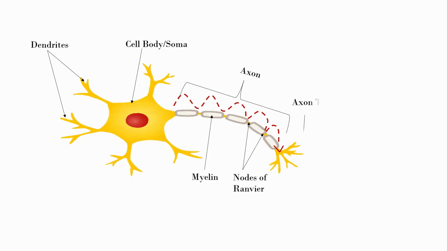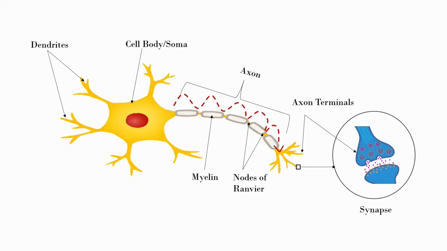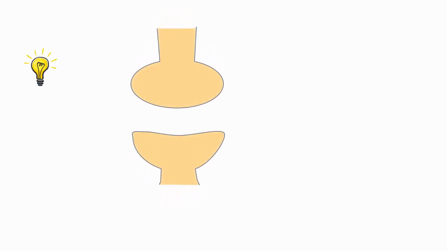At the end of the axon are small structures called axon terminus. At the axon terminus, synapses are present. Synapse is the point of contact between the axon terminal of one neuron and the dendrite of another neuron. The synapse is a place where communication between two neurons occurs. Neurons communicate in the form of electrical signals at the synapse, a process known as synaptic transmission.